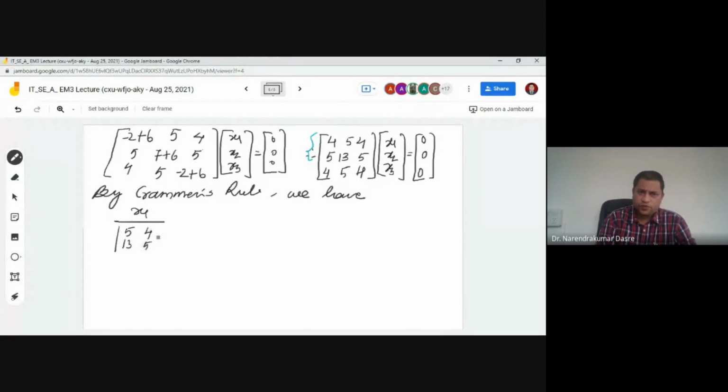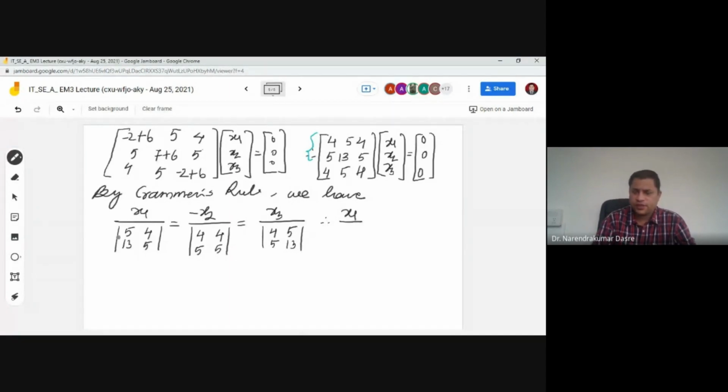And this is 4, 5, equal to minus x2 upon 4, 5, 4, 5. And this is equal to x3 upon, for x3, 4, 5, 5, 13. Can you calculate immediately what we have for x1? What is the value of this determinant?